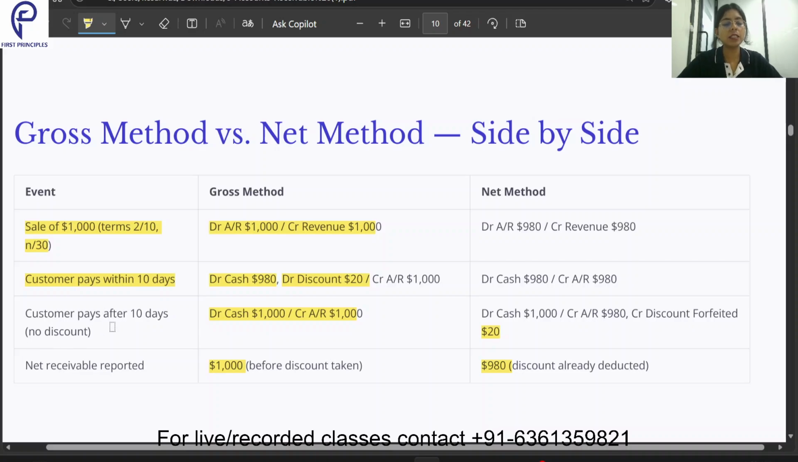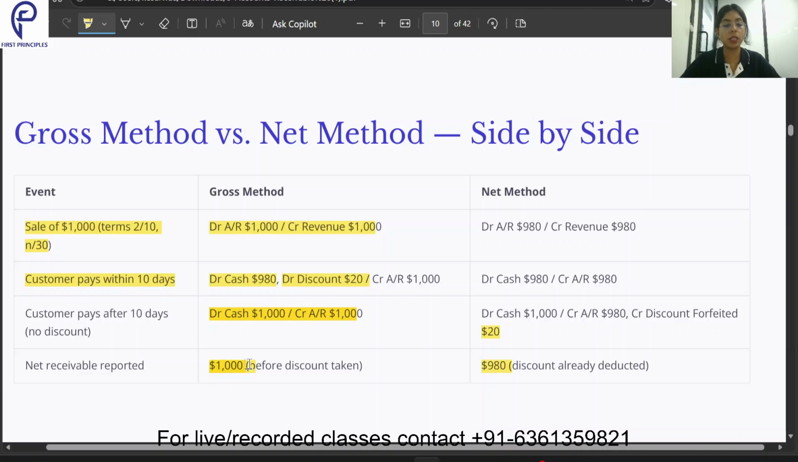But if the customer pays after 10 days, then no discount is availed by the customer. What are we going to recognize? We are going to recognize the cash as 1000 and we will reverse the accounts receivable by 1000. So the net receivable that we will report in the case of the gross method will be 1000.